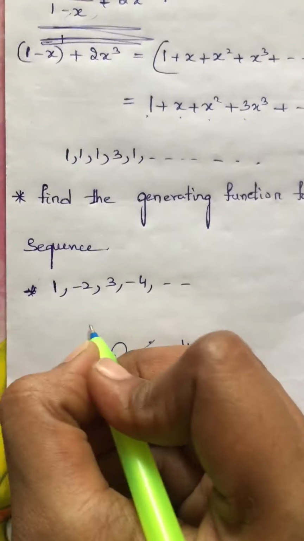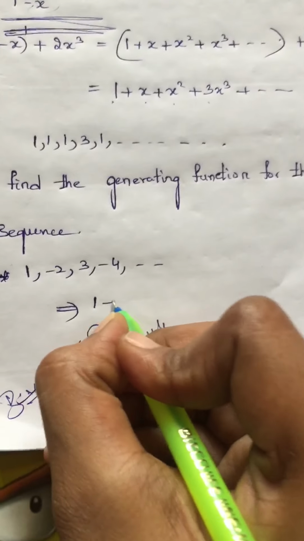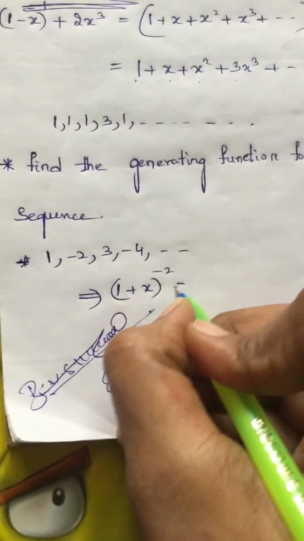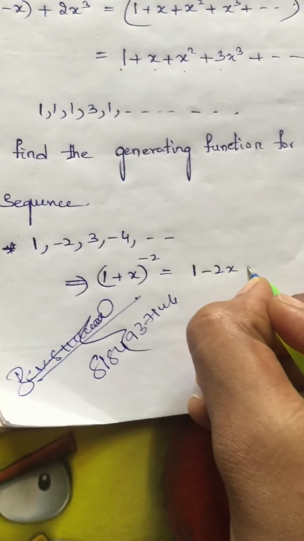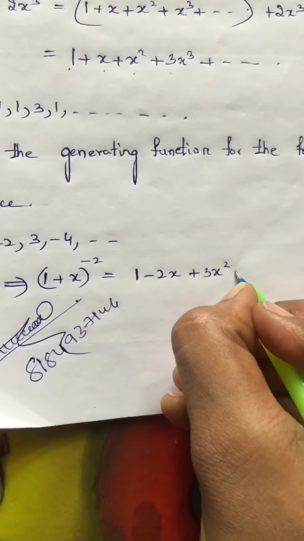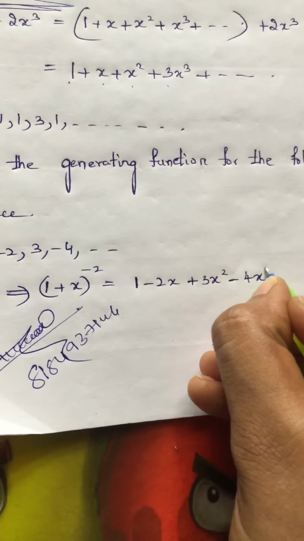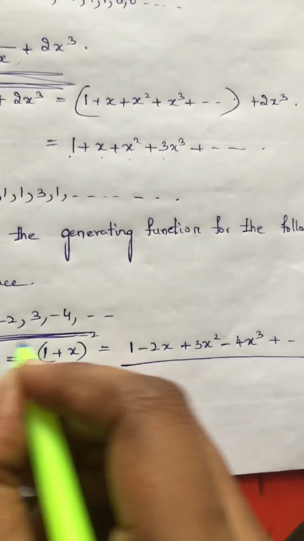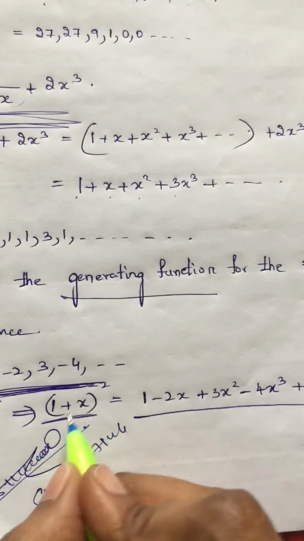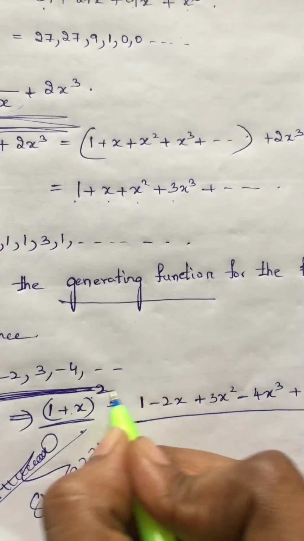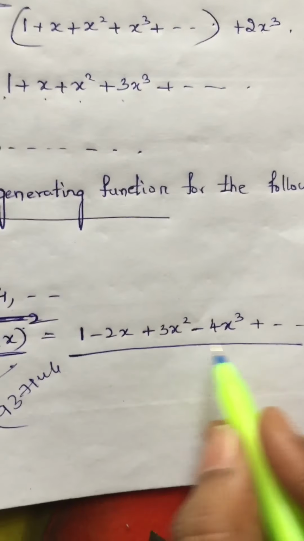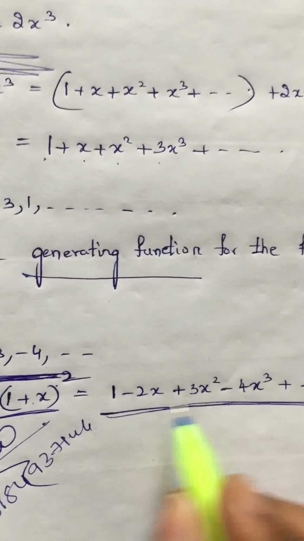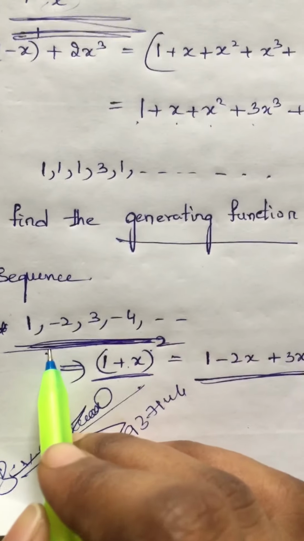Okay, how can we write this expansion? We can write (1 plus x) to the power of minus 2. The expansion is 1 minus 2x plus 3x square minus 4x cube, and so on. This is the generating function for this sequence. This is the sequence given, and we have to find the generating function. This is the expansion of (1 plus x) to the power of minus 2. For this expansion, we write the binomial expansion.